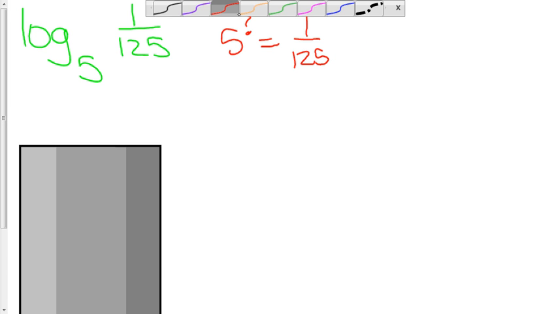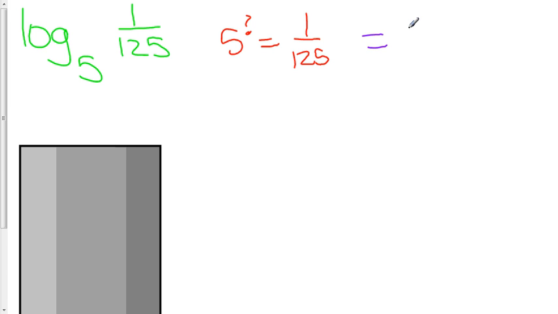Now, some examples. Log base 5 of 1 over 125. It's saying 5 to what power is equal to 1 over 125? And we all know that 5 to the third is 125. So to get it to be the reciprocal, log base 5 of 1 over 125 is equal to negative 3.